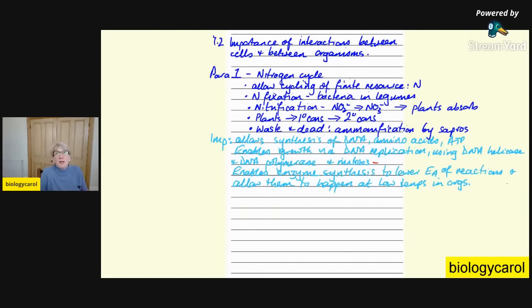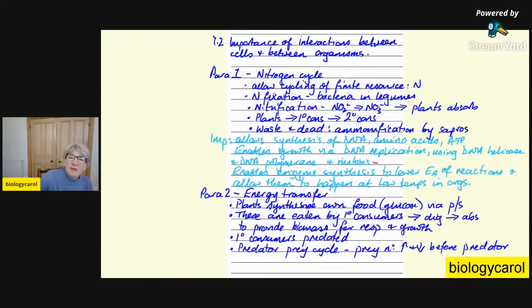Notice that I have basically just said this allows organisms to grow and this allows organisms to survive. But I've brought in other bits of my A-level content to provide me with the terminology to talk about it to an A-level standard. So, second paragraph, and notice I have not written an introduction or a conclusion. Don't need to.